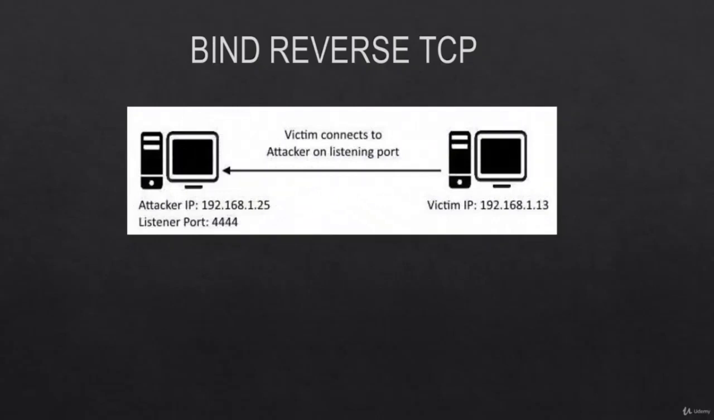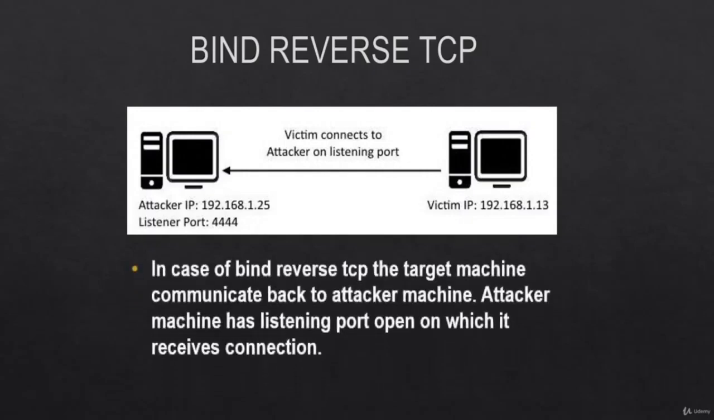And next we have reverse shell. So what is a reverse shell? A reverse shell is a type of shell in which the target machine communicates back to the attacking machine. The attacking machine has a listener port on which it receives the connection, by which code or command execution is achieved. So we can say in the case of reverse TCP, the target machine communicates back to the attacker machine. The attacker machine has a listening port open on which it receives the connection.